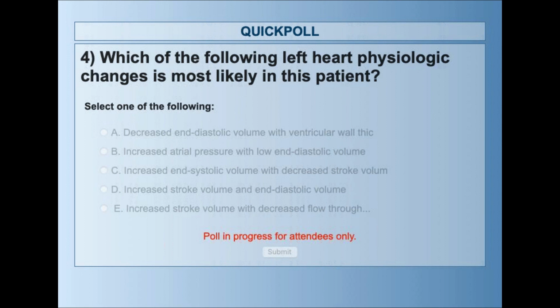All righty. Looks like we're almost there. Looks pretty close here. Let's take a look and see what you selected.